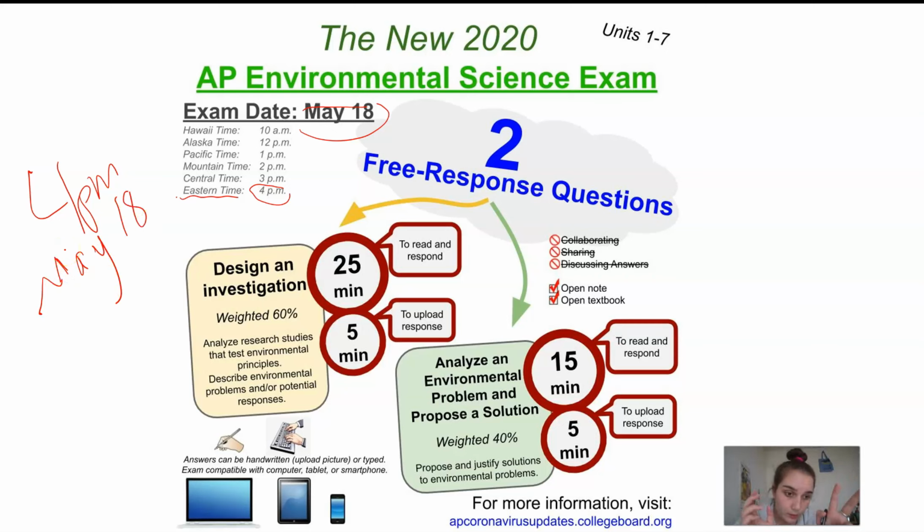So it's going to be split into two FRQs, so you're answering one FRQ, and then you submit it, and then you answer the second one. So the first one is worth 60% of the whole test grade, and you get 25 minutes to read it and respond, come up with your answers, and then you get 5 minutes to submit it. Okay, and it's all focused on designing an investigation.